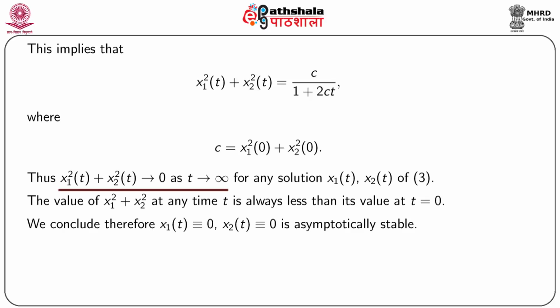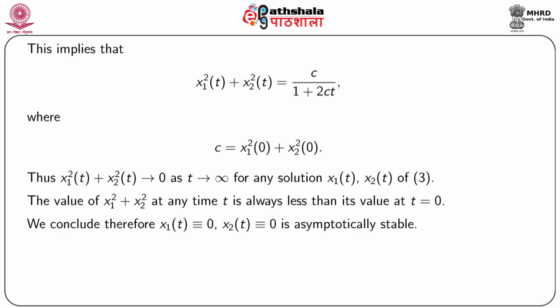Thus, we see that x1 squared(t) plus x2 squared(t) tends to 0 as t tends to infinity for any solution x1(t), x2(t) of 3. Please note this expression: as t becomes large, or t tends to infinity, the right hand side becomes 0, and this is what has been told here, that is, as t tends to plus infinity, x1 squared plus x2 squared tends to 0 for any solution x1(t) and x2(t) of 3.